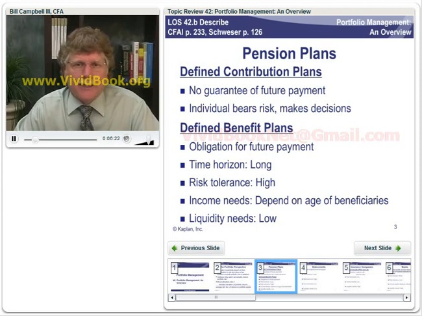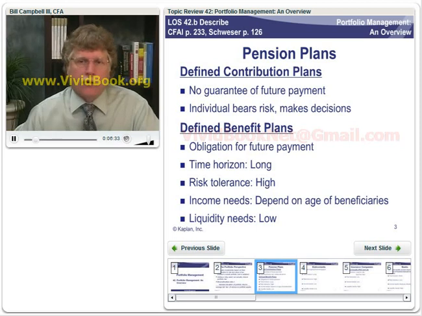Liquidity needs tend to be low because it's generally easy to project exactly what your cash flow needs are going to be. So you don't have to have a lot of liquidity to cover that cash flow. You can plan ahead and determine what securities you need to sell to match all of your cash flows.